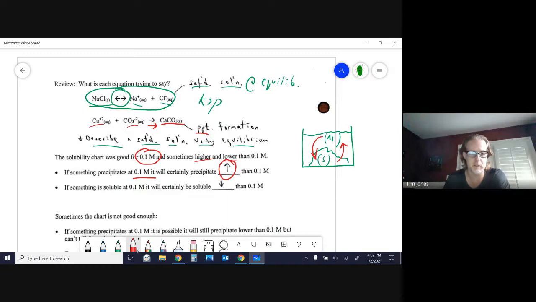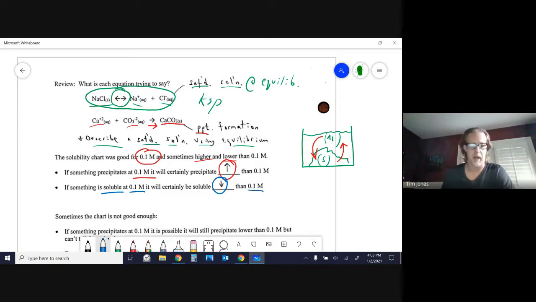So in this case, if the chart says that something precipitates, it means it will precipitate at 0.1 molarity and higher. If the chart says that something is soluble at 0.1, like rules 1 and 2, that means it'll be soluble at 0.1 and it will be soluble less than 0.1. So like a sodium compound, the chart will say it's soluble at 0.1, but it's also soluble at 0.05.